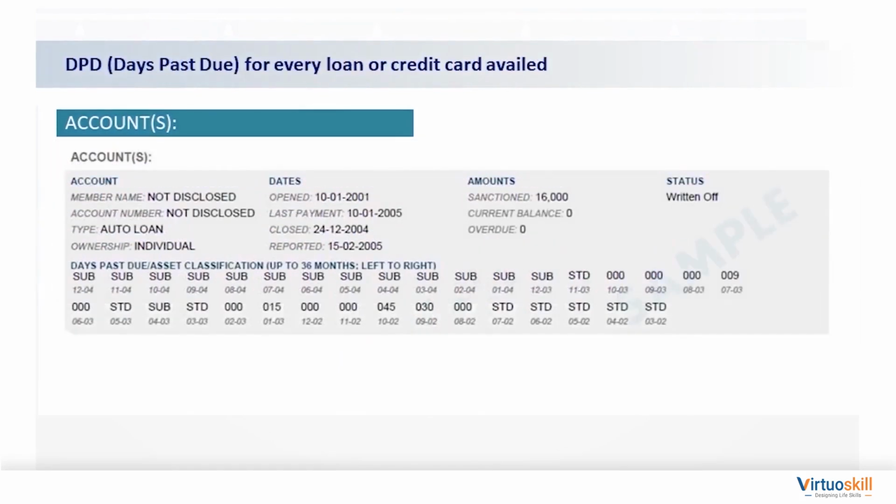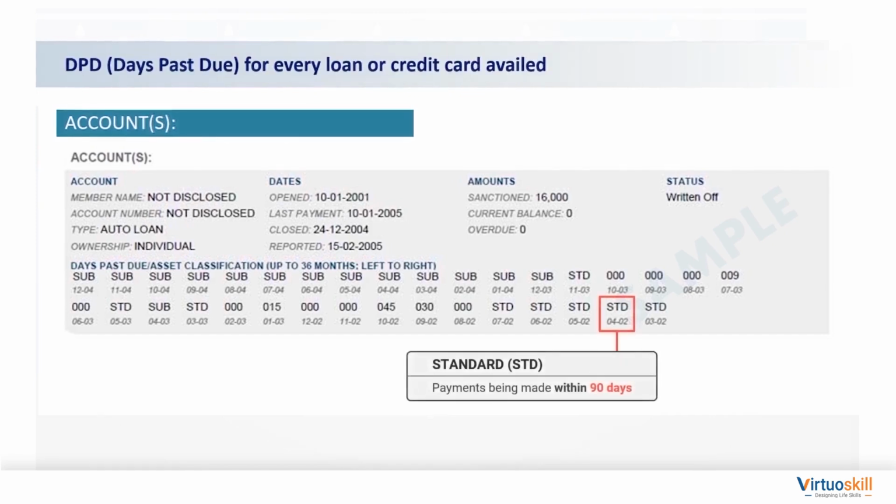DPD, days past due for every loan or credit card availed. The DPD information indicates by how many days a payment on that account is late that month. The types of asset classification in the DPD section are Standard, STD. This is for all payments being made within 90 days.